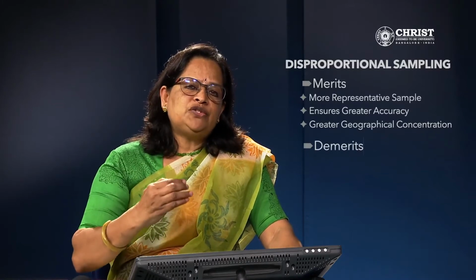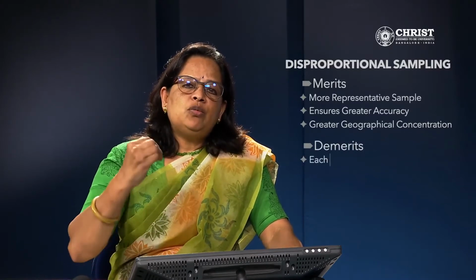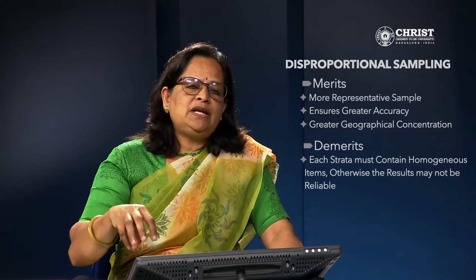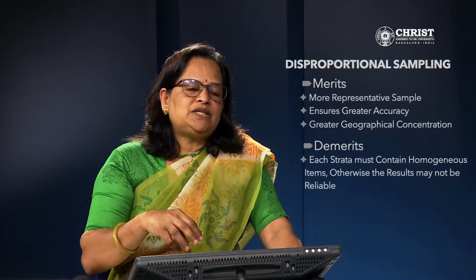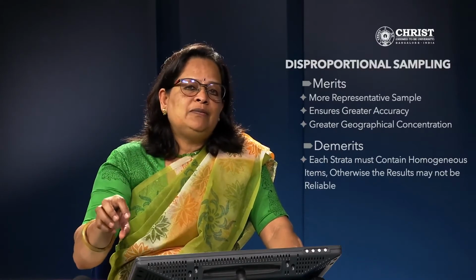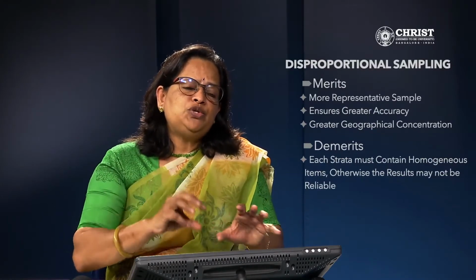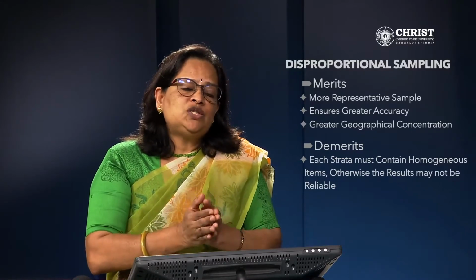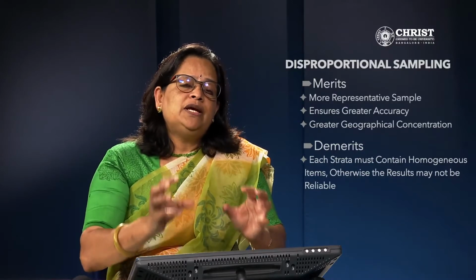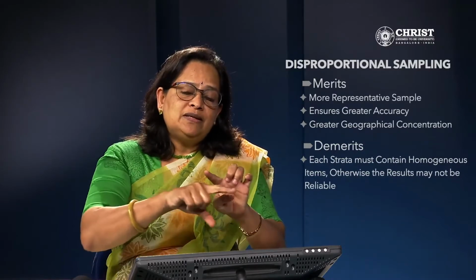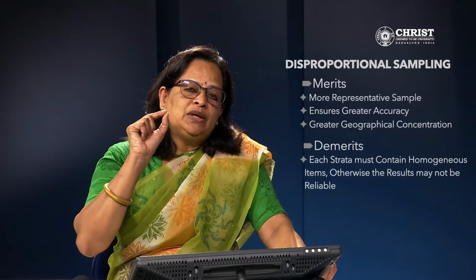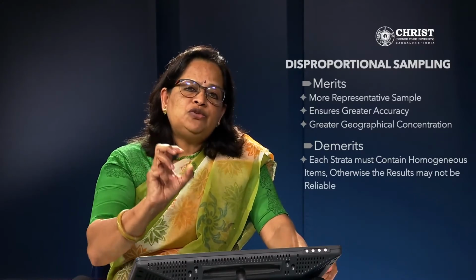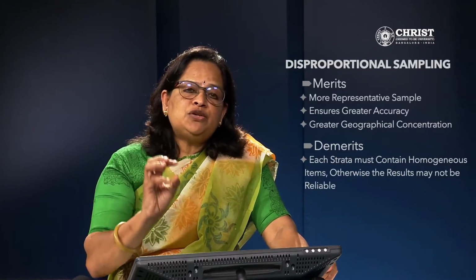Whereas the demerits, if you see, each stratum must contain homogeneous items, otherwise the results may not be reliable. See, those in the vegetarian category should be following the same pattern. Some vegetarians eat egg, and if 2-3 people eat fish, then they will not be in the vegetarian category. So whatever category you are defining, you have to clearly state what the stratum will be. And you have to see that only those people are included in such a stratum, and from there you are drawing the sample. Otherwise it will be a limitation for the study.